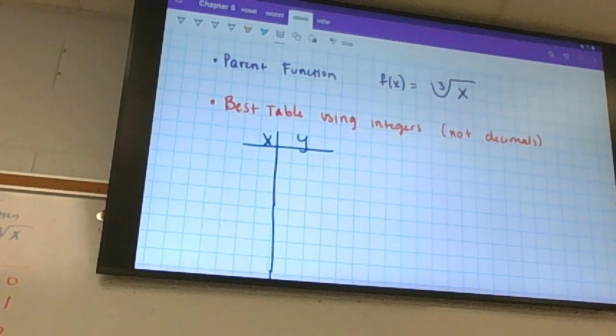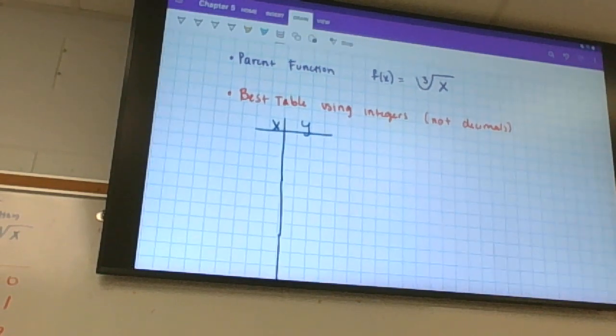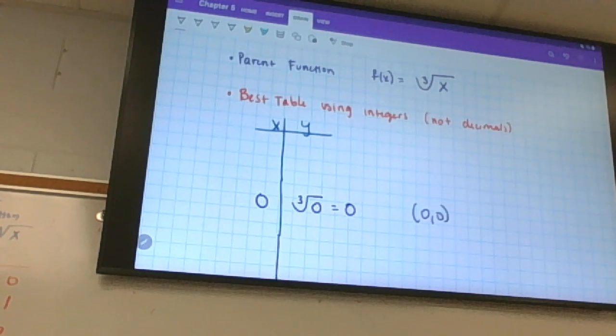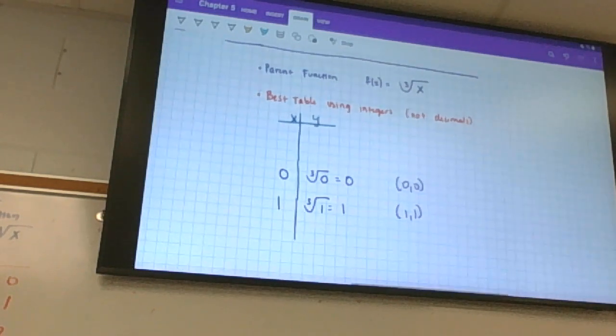Like the 0 and 1. 0 and 1 work. Yeah. 0 and 1 both work. Other than that, all of the other values are different. So we need to come up with some other number that will cube root. What the heck is a cube root?